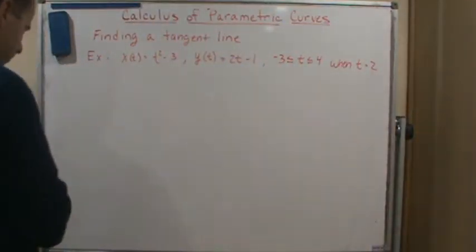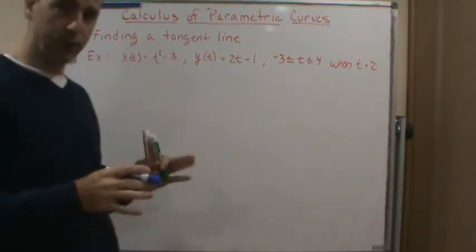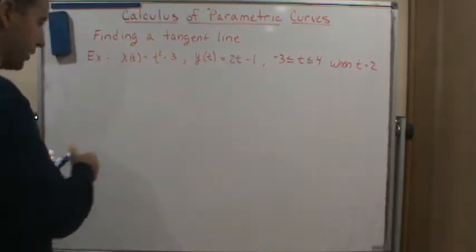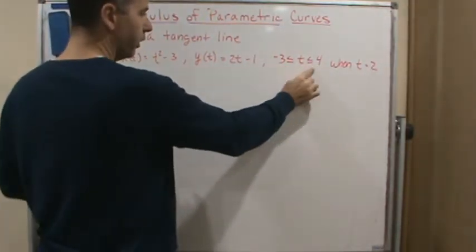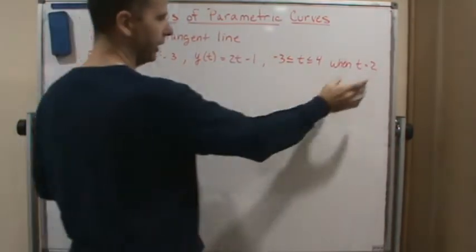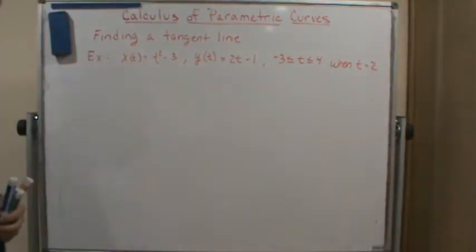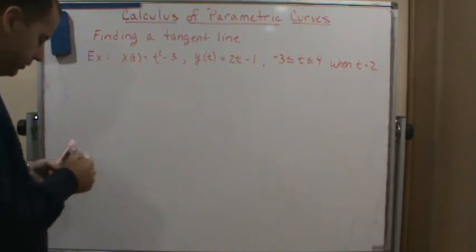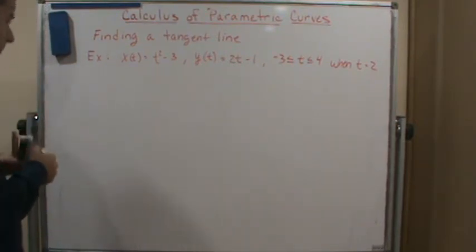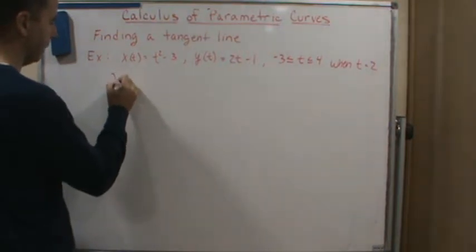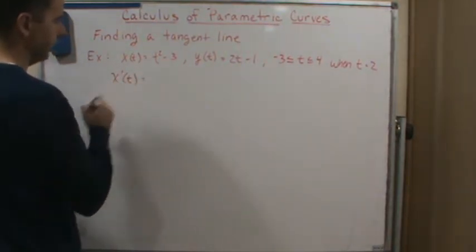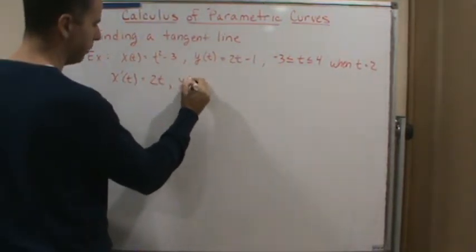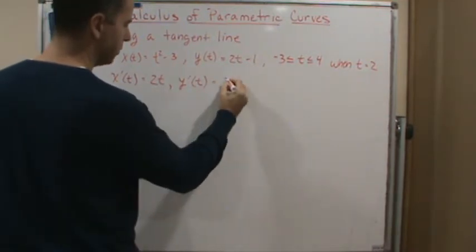We already know from the previous videos how to find the slope formula in t, so let's first do that. We're given the parametric equations, we've given our interval, and we want to find the equation of the tangent line when t is equal to 2. First of all, we need the slope. So we find x prime of t, which in this case is 2t, and we find y prime of t, which is equal to 2.